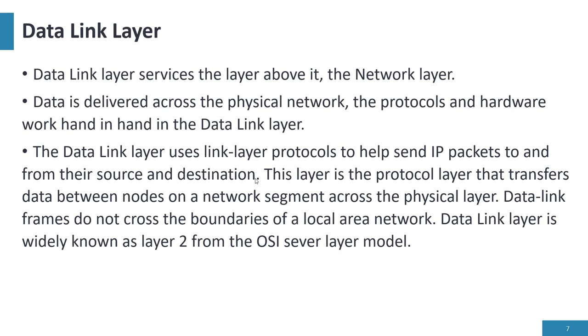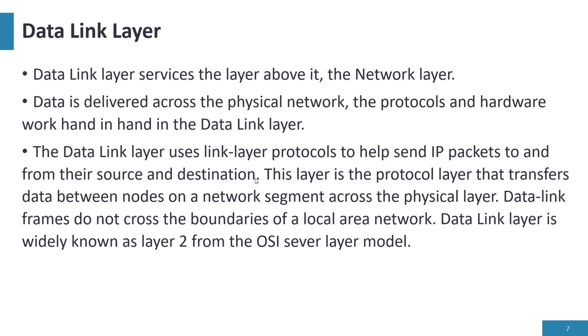The data link layer, otherwise known as layer 2, services the layer above it, which is the network layer. Data is delivered across the physical network. The protocols and hardware work hand in hand in the data link layer to send your data across. The data link layer uses link layer protocols to help send IP packets to and from their source and destination devices. This layer is the protocol layer that transfers data between nodes on a network segment across the physical layer. So the physical layer is where your devices connect into the network.